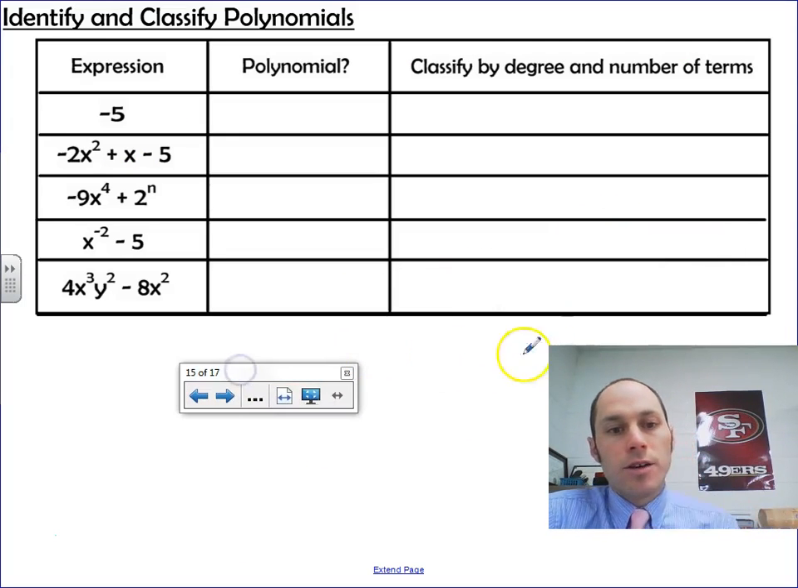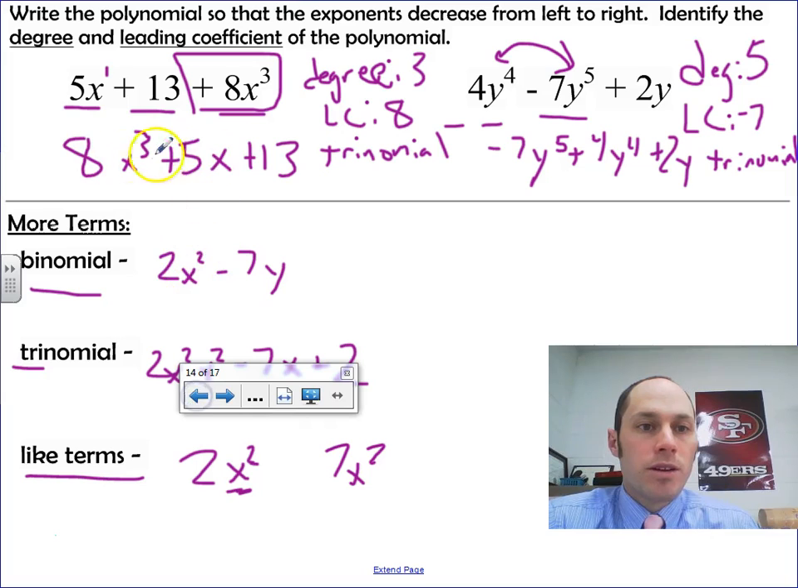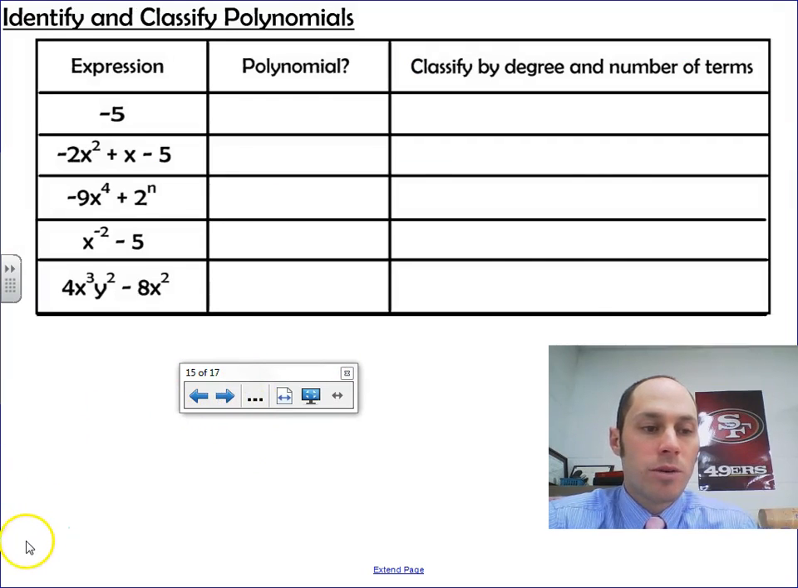So let's just take a look now. Why don't you pause the video and take a look at the table. Label these as polynomials, yes or no, and then classify them by their degree and their number of terms. So for instance, like we did here, this was a polynomial, degree 3, trinomial, because it has 3 terms. So pause it and start it when you're ready.